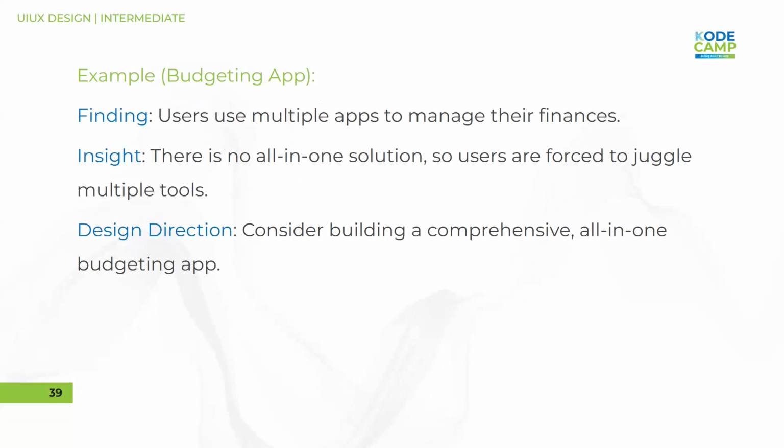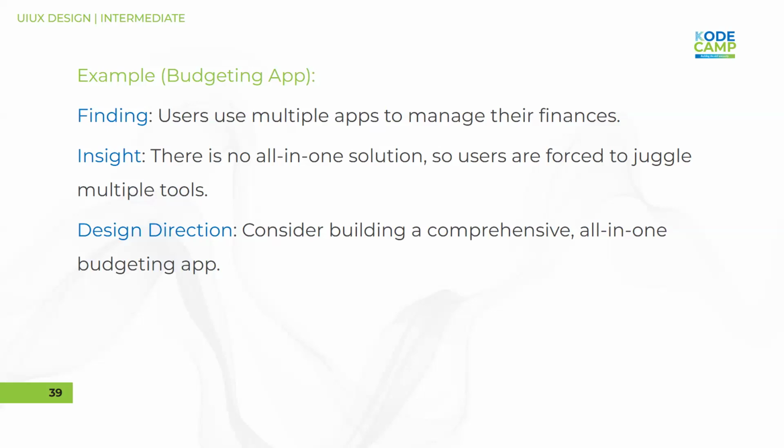So we said that users use multiple apps to manage their finances. The insight is that there is no all-in-one solution, so users are now forced to juggle multiple tools. Let's say a user wants to save, but there's only one app they can use to save. If they want to track their spending, there's only another application for that. So the insight is that these applications are different, and users are now bombarding their phones with a lot of applications.